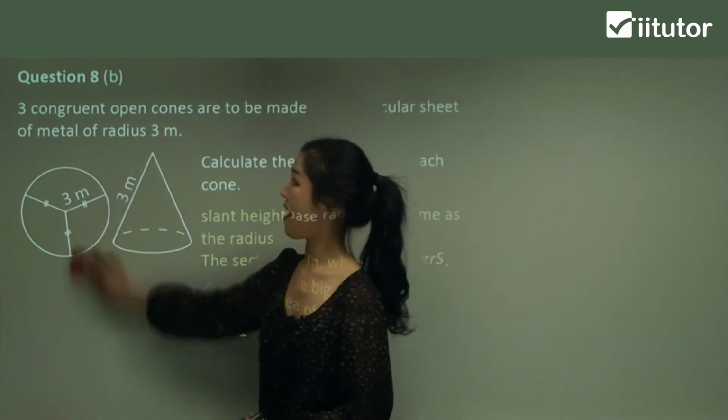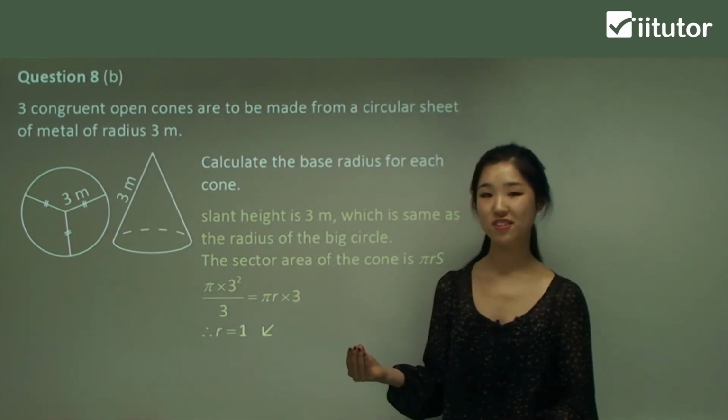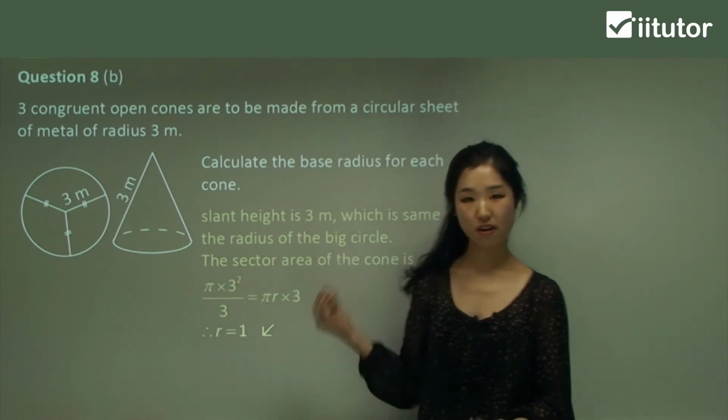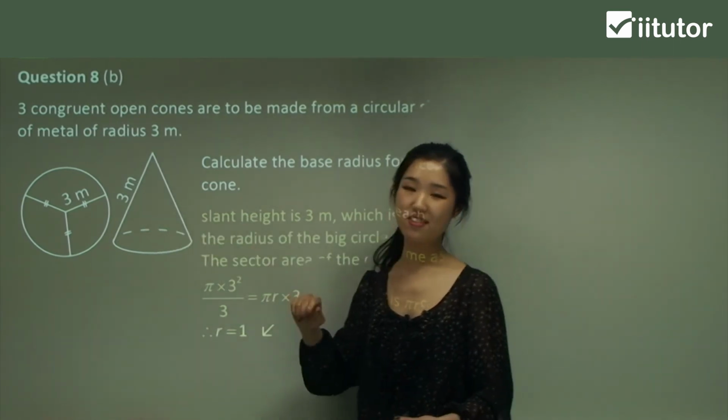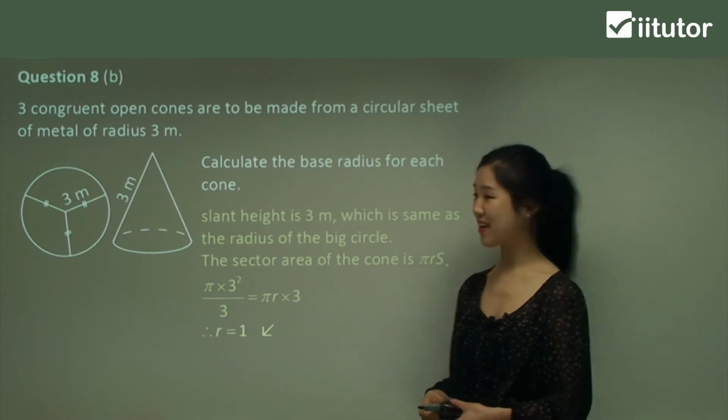Okay, and that was the end of question 8. So don't think too difficultly. You can always utilize the original area formula in a question like this and just divide it out by 3 because there's 3 equal sectors. Okay, so that was question 8.